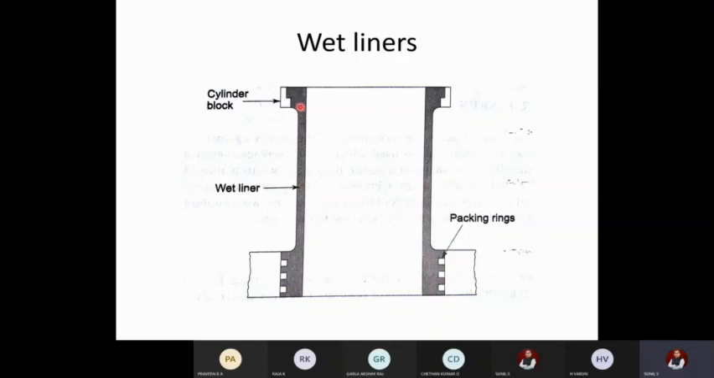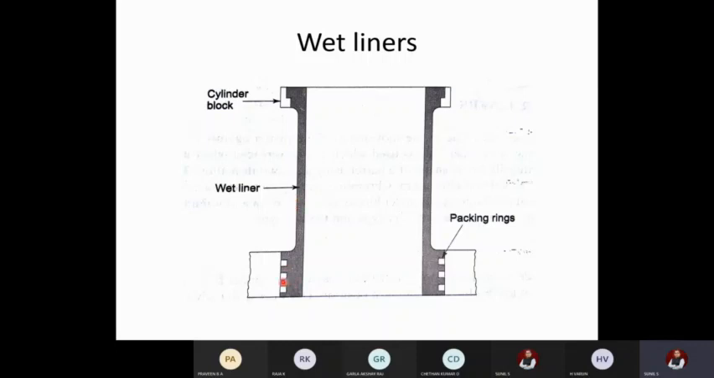See, the outside of the liner will be in direct contact with the water. Okay, so the cooling water is there, so you need not machine it accurately. Only the inner surface which comes in contact with the piston is to be machined accurately. Okay, so there will be 3 grooves provided at the bottom. These grooves will be packed with rubber sealings. They help in avoiding the leakage of cooling water.